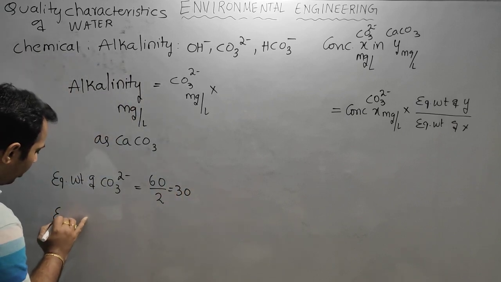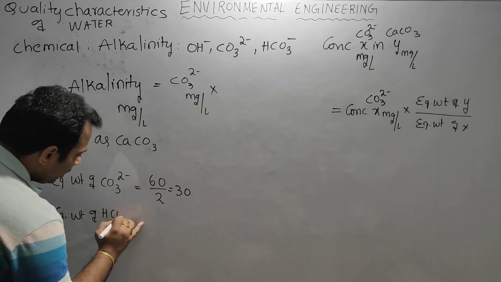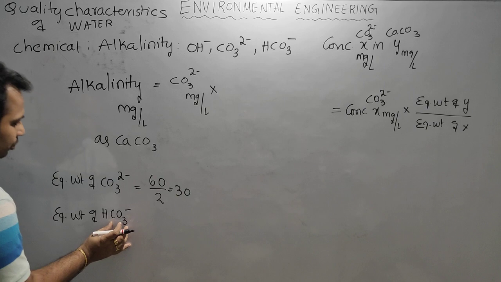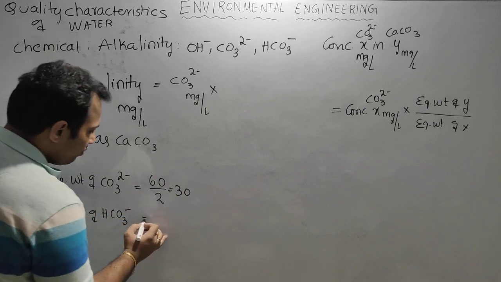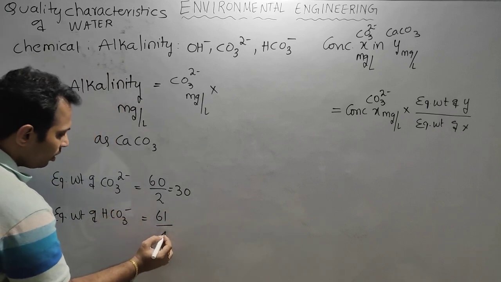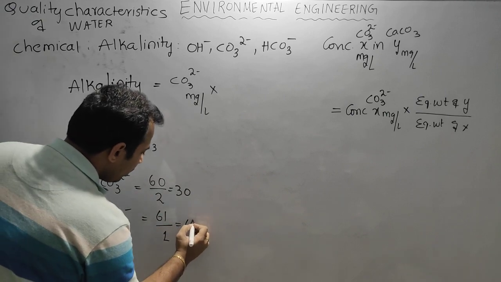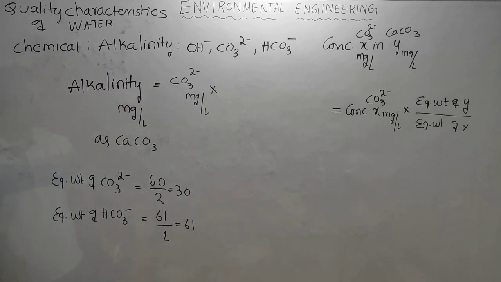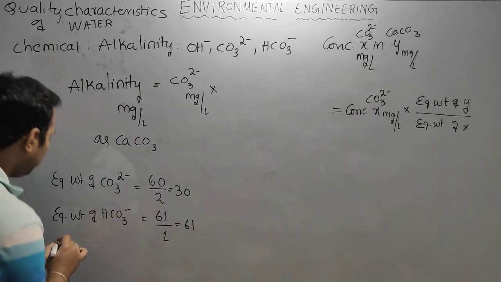Similarly, what is the equivalent weight of HCO3 minus? See here, this was 60, plus hydrogen is added, so 61 is the weight of the compound and the valency is 1 only. Here the valency is 2, but here the valency is 1, that means it is 61.